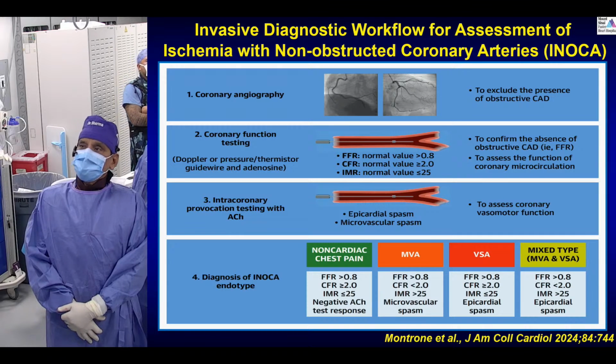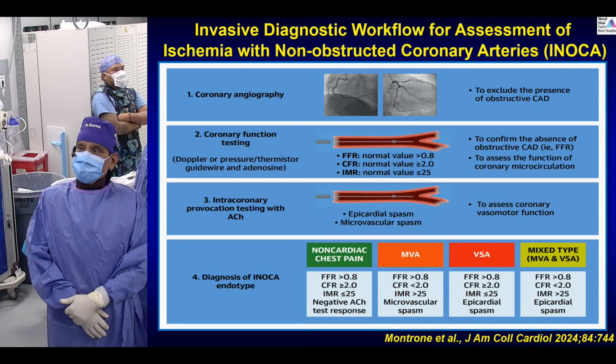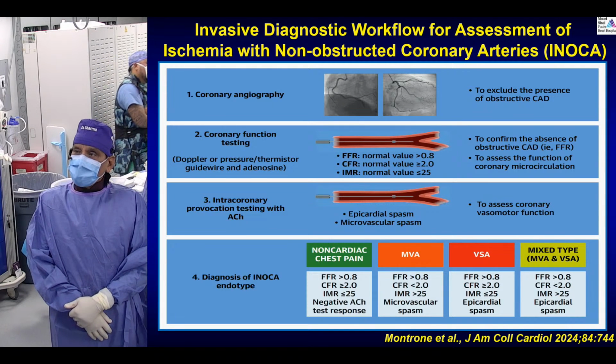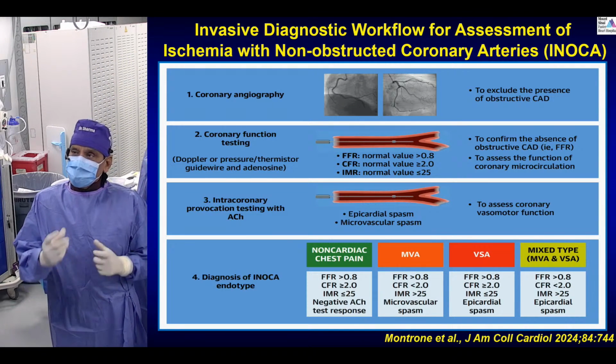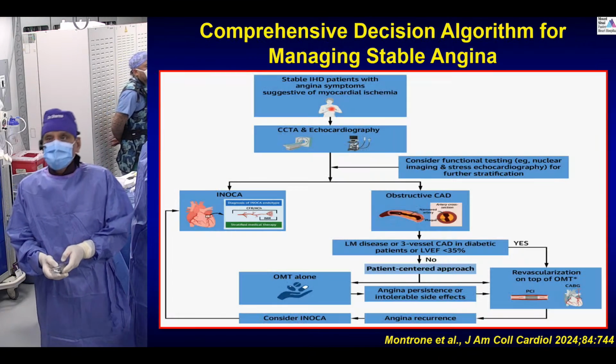And clearly the vasospastic will be that your FFR is of course more than 0.8 and CFR more than 2 and microvasculature less than 25, but if you give acetylcholine, there is a spasm. And then, of course, there is a mixed variety where these things can happen.